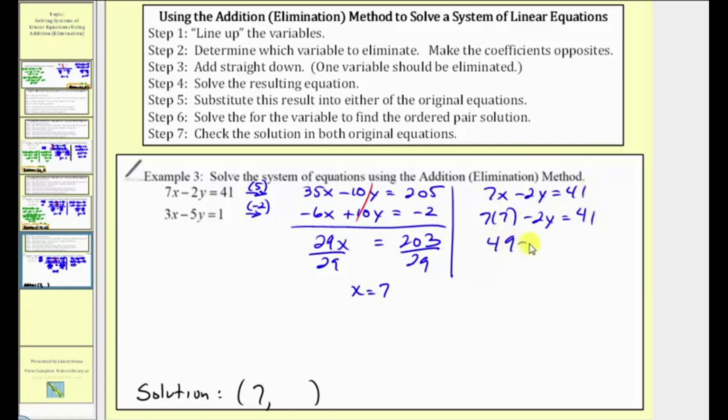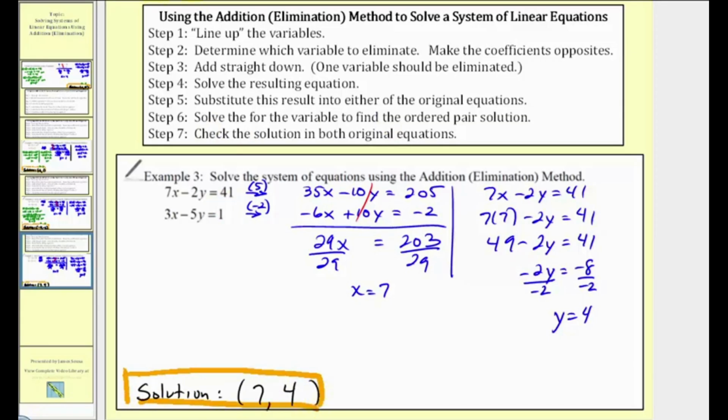Simplifying, 49 minus 2y equals 41. Subtracting 49 on both sides, we'd have negative 2y equals negative 8. Dividing both sides by negative 2, we have y equals positive 4. So for step 6, the ordered pair solution is 7 comma 4.